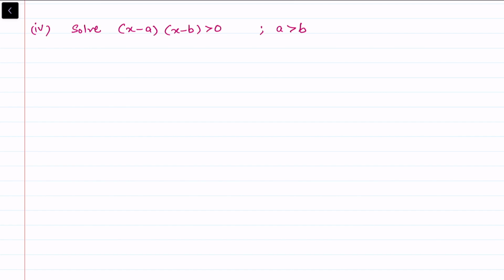Now suppose we want to solve now this problem. x minus a into x minus b is strictly positive. a is greater than b. As we have just solved in the previous question, either they both are negative or they both are positive. So let us take the first case.